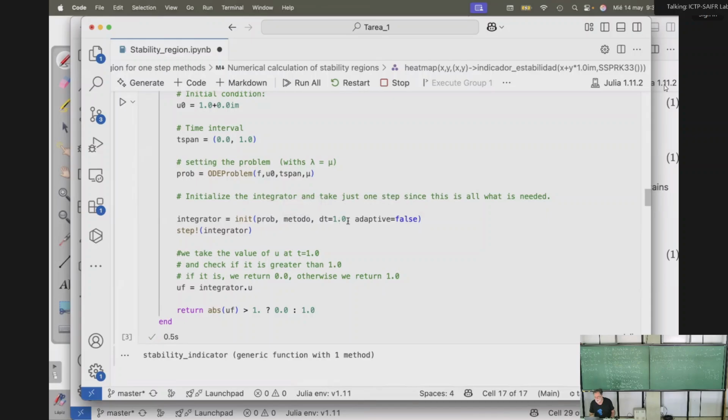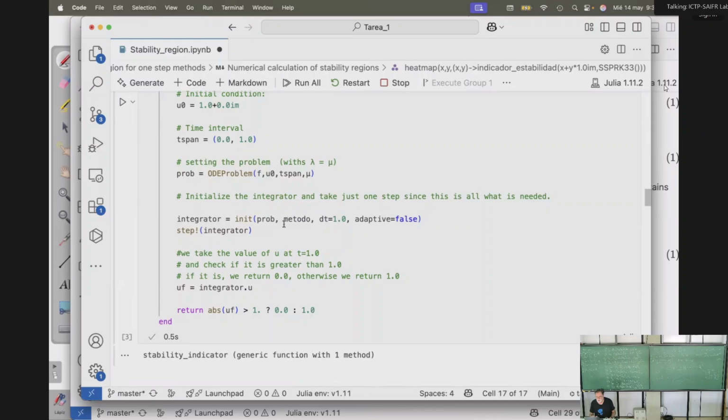The delta t, you have just 1, and you put adaptive equal to false. This is so that it will take delta t equal to 1 no matter what. Because if you don't put that, it will try to adapt the delta t so that the error is less than something. So if you want to keep the delta t fixed, you have to put adaptive equal to false. And then you step the integrator once. This is the one step.